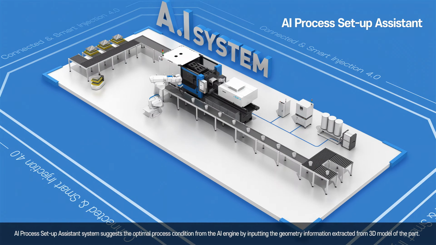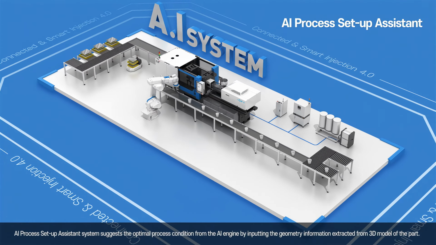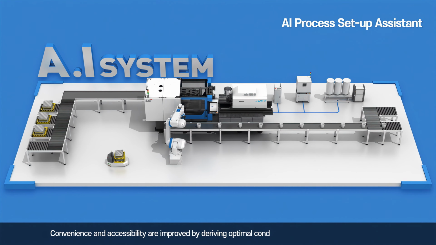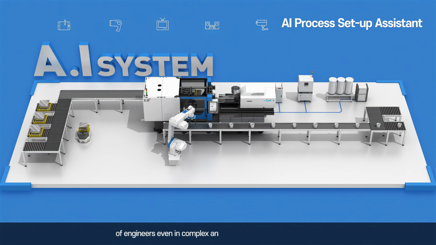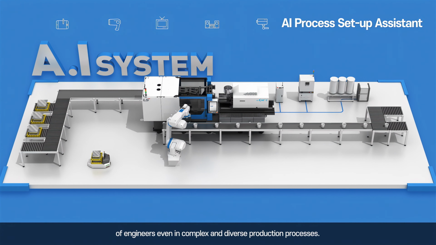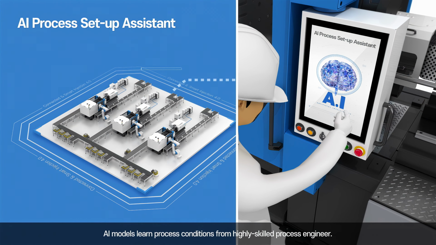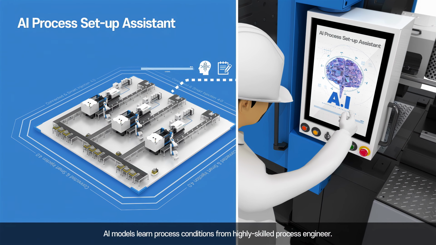AI Process Setup Assistant System suggests the optimal process condition from the AI engine by inputting the geometry information extracted from 3D model of the part. Convenience and accessibility are improved by deriving optimal conditions through the intuitive operation of engineers even in complex and diverse production processes. AI models learn process conditions from highly skilled process engineers.